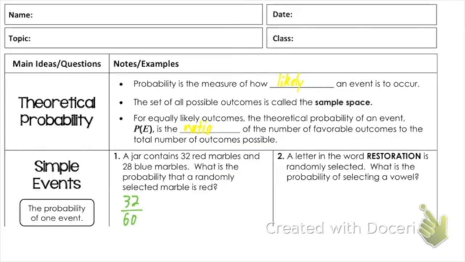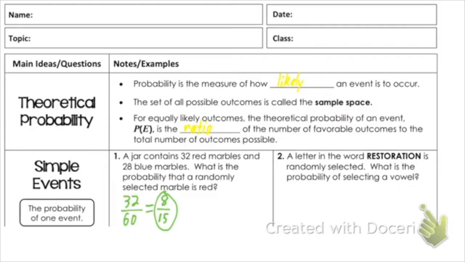Now, can we reduce this fraction? Yeah, what number goes both into 32 and 60? 2 does? Is there even a bigger one? 4. So it becomes 8 over, does anyone know? 15. So the odds are 8 in 15 that you'll get it. That means, theoretically speaking, if you draw 15 marbles out, how many of them should be red? 8. Now, will that always work out to be the case? No, it won't. Okay? But that's the probability of it, okay?